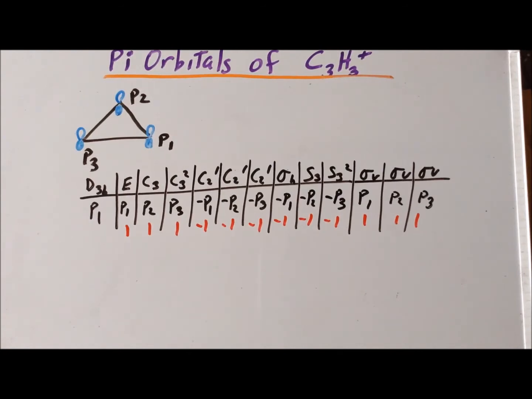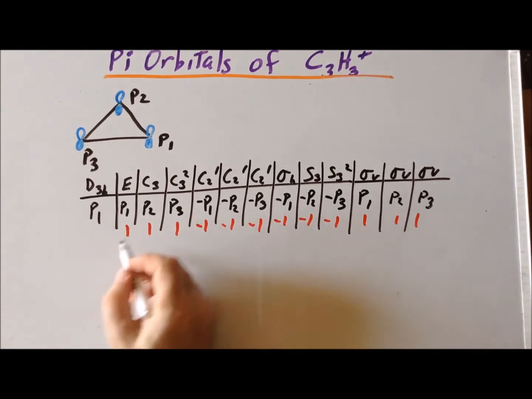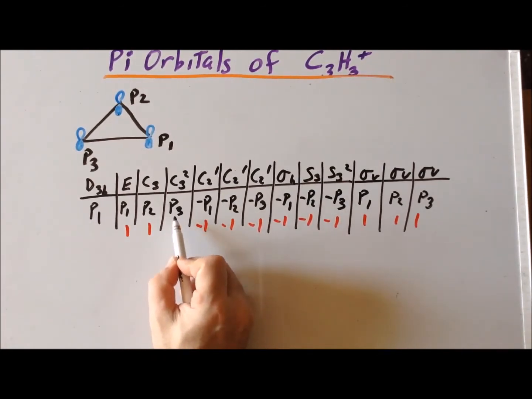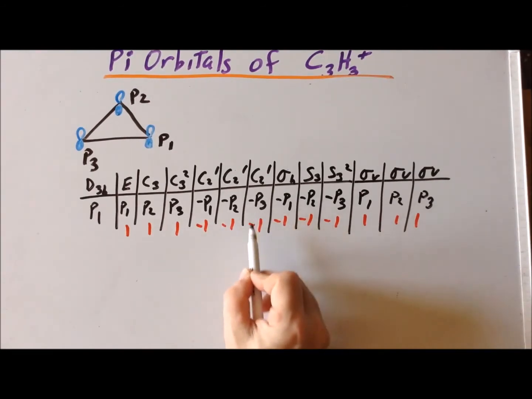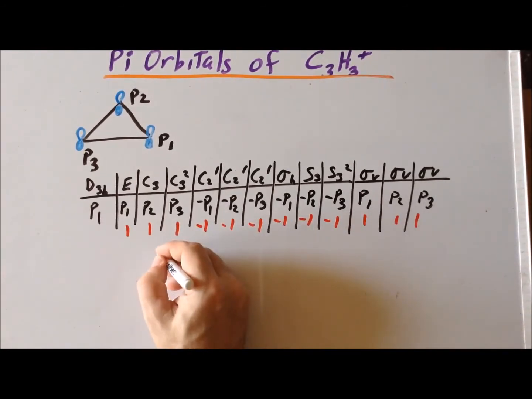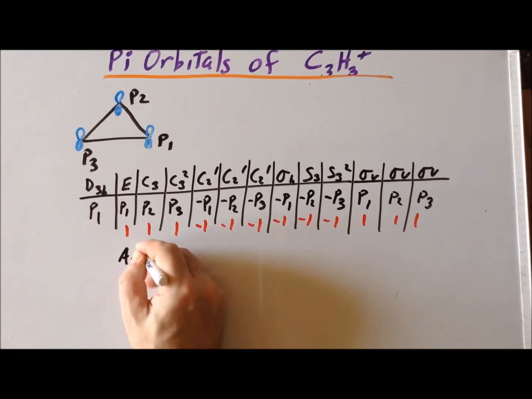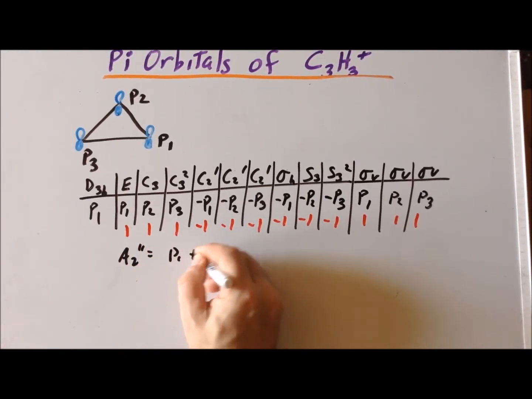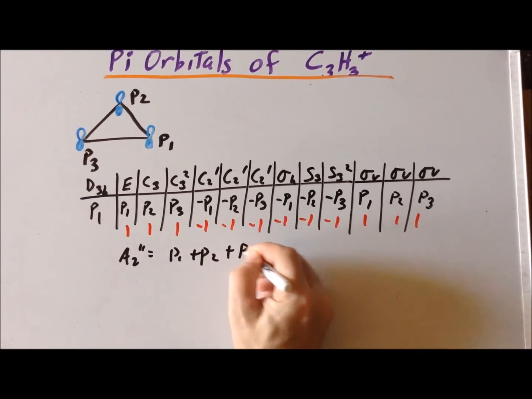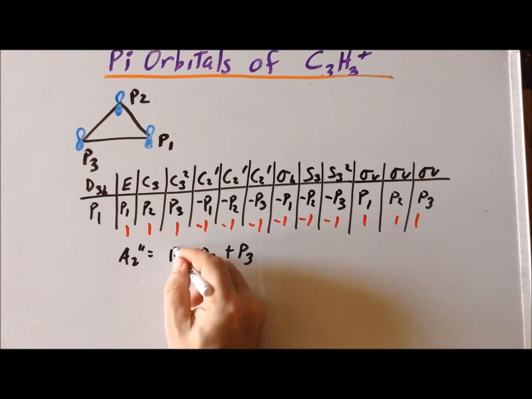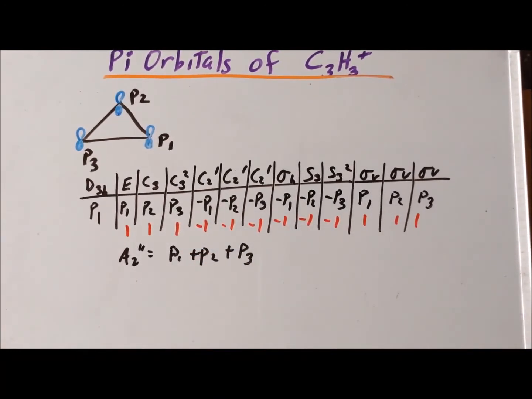So we notice that in the process we get P1, P2 plus P3 plus P1, P2, P3 plus and so on. So this can be reduced down to simply P1 plus P2 plus P3. So that is the A2 double prime pi molecular orbital for cyclopropenyl cation.